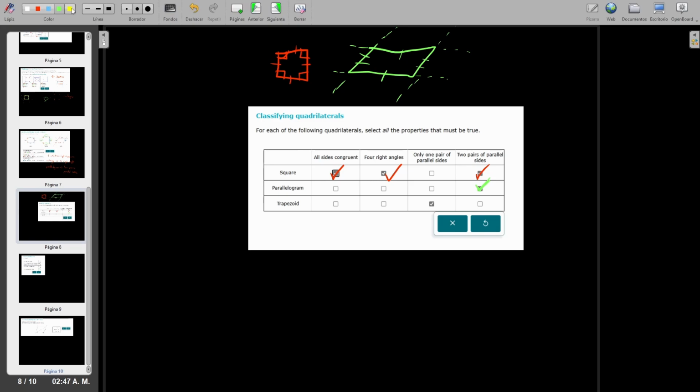Now a trapezoid. A trapezoid is going to be this figure. Also congruent? No, because the only congruent sides are these. These two are not the same. For rectangles? No, they are all acute. Only one pair of parallel sides. That is correct, because if we continue this line, this side, they're going to be intersecting right here, so that means they only have one pair. This one pair, these two sides. So that is the definition of how we classify quadrilaterals.